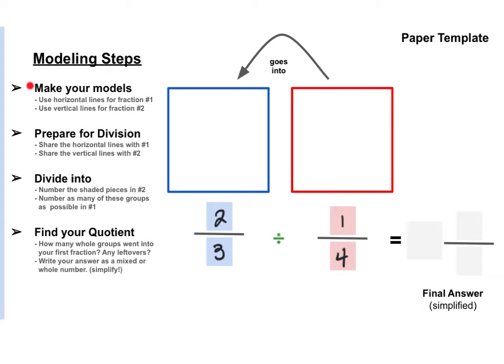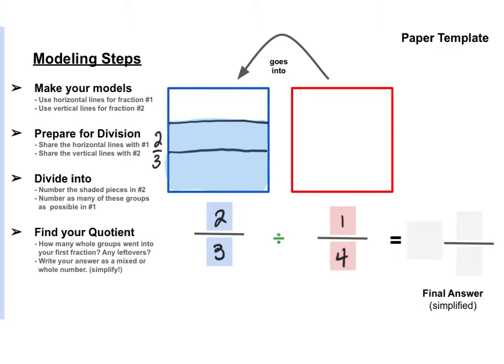So the first thing we're going to do is make our models. We're going to make the first box equal to 2/3. So I'm going to create 3 equal pieces, and I'm going to shade in 2 of them. That's equal to 2/3.